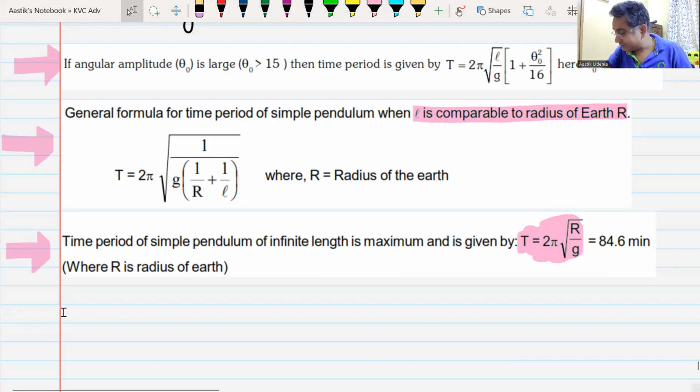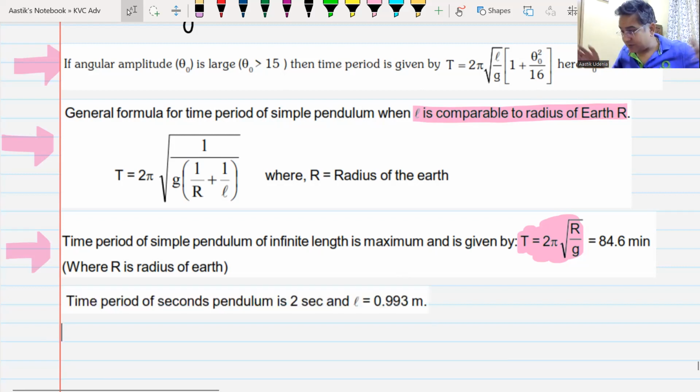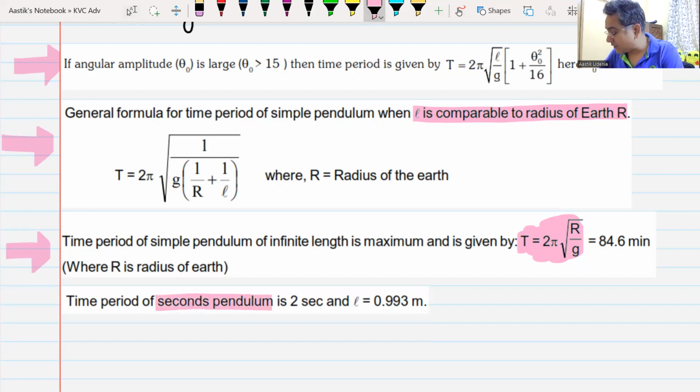Next point. Sometimes we'll come across this one, which is known as a seconds pendulum, and we sometimes forget what is the time period of a seconds pendulum. Time period of a seconds pendulum is 2 seconds. So remember this. Time period of a seconds pendulum is 2 seconds.